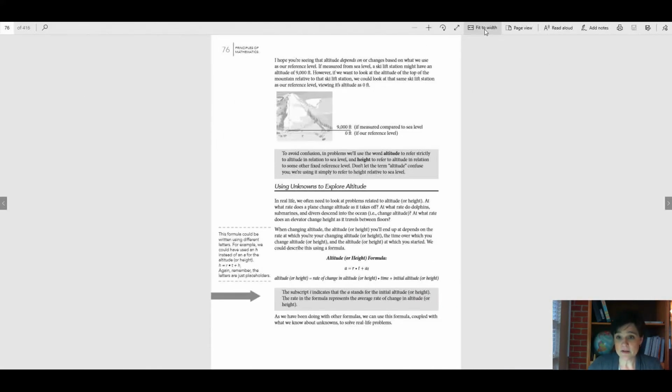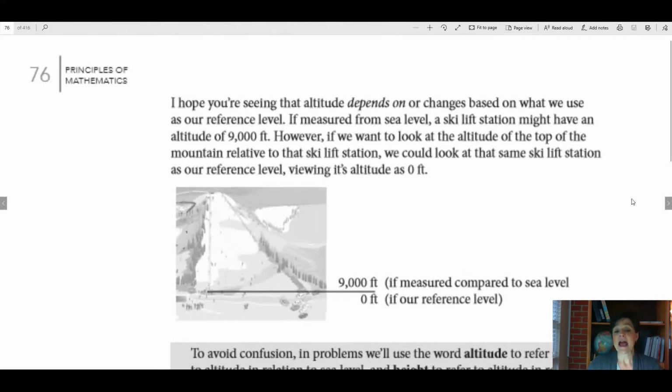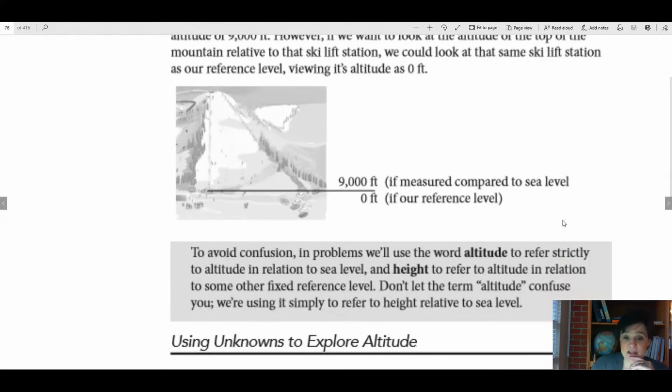That's how it's referenced. Okay, I hope you're seeing that altitude depends on or changes based on what we use as our reference level. If measured from sea level, a ski lift station might have an altitude of 9,000 feet. However, if we want to look at the altitude of the top of the mountain relative to that ski lift station, we could look at the same ski lift station as our reference level, viewing its altitude as 0 feet. So it depends on what you're using as your reference point.